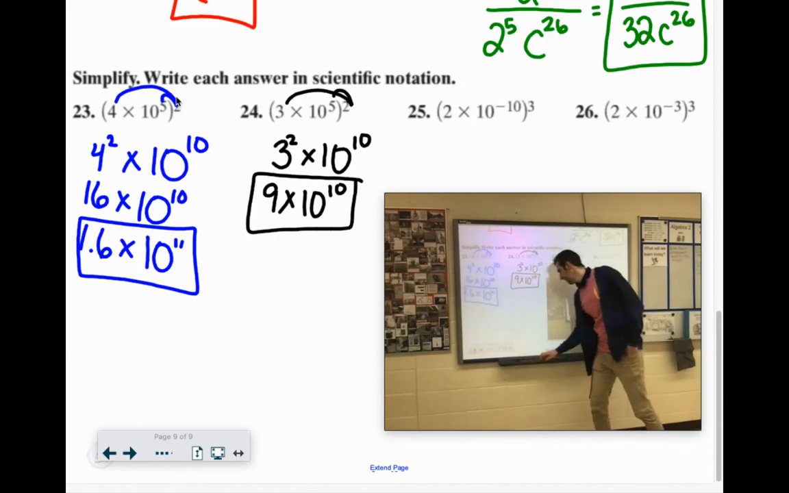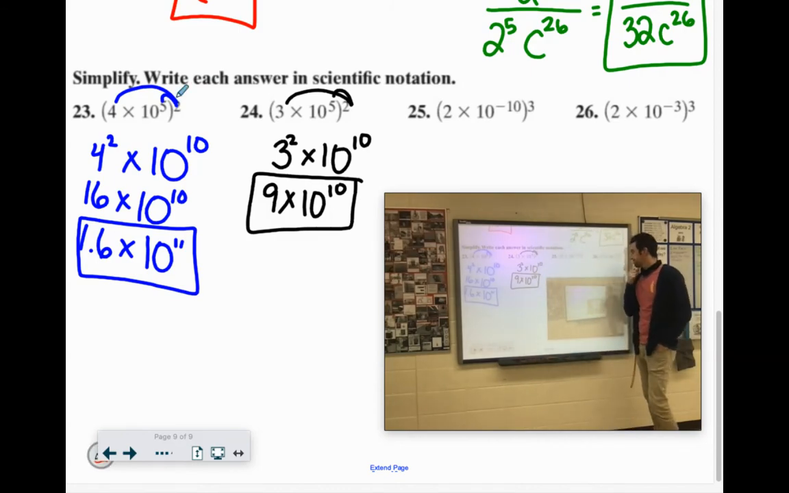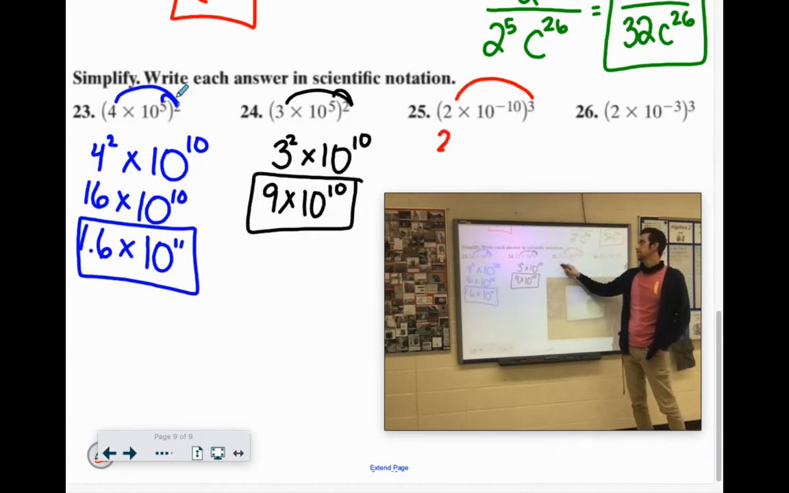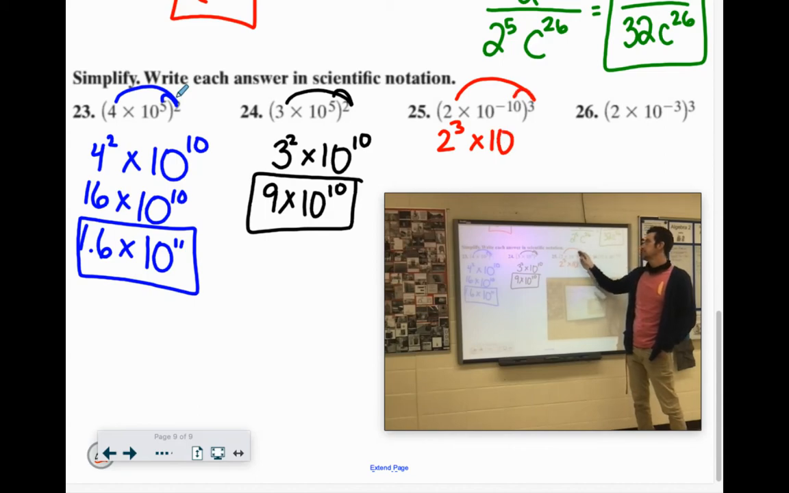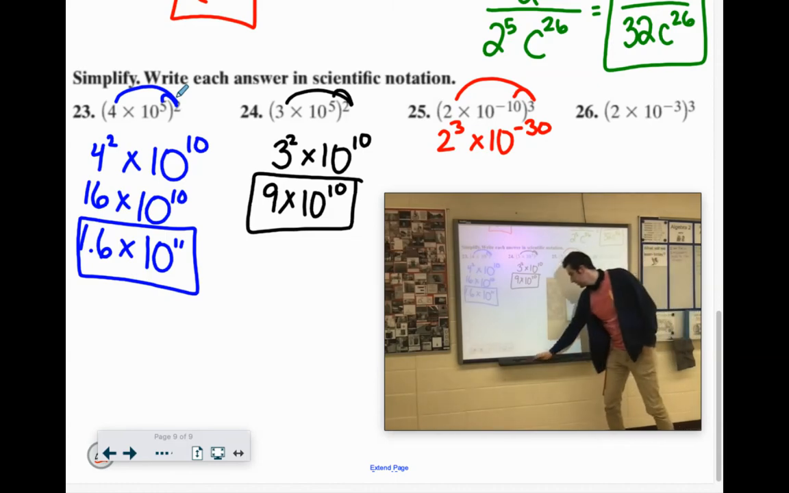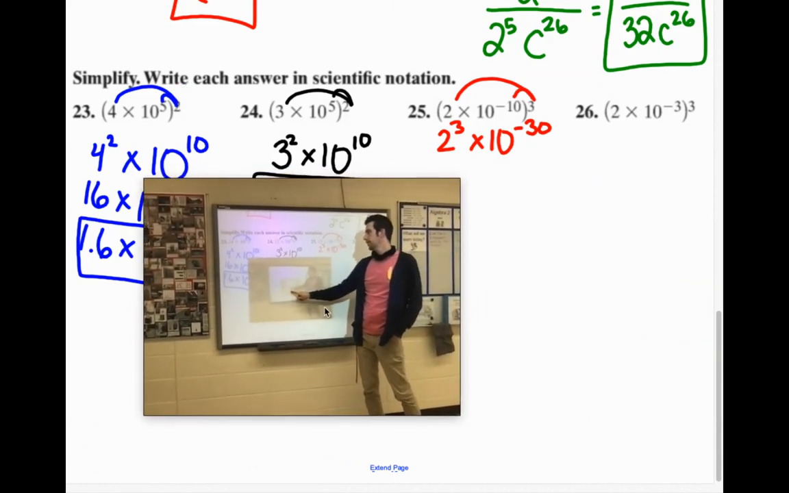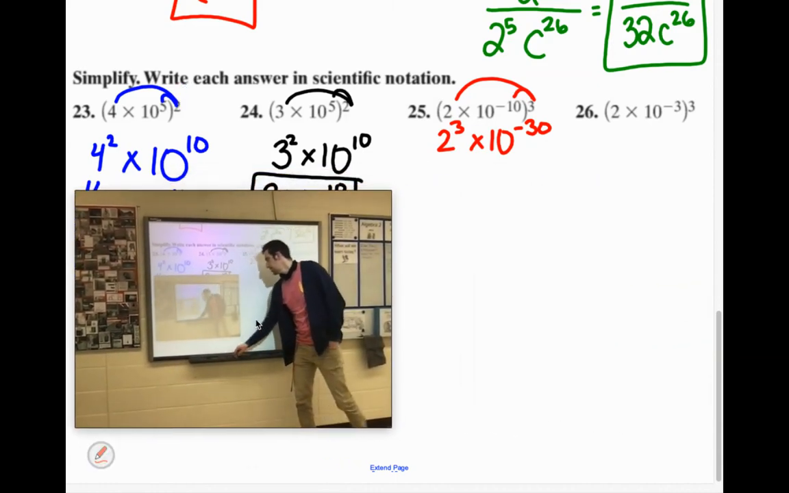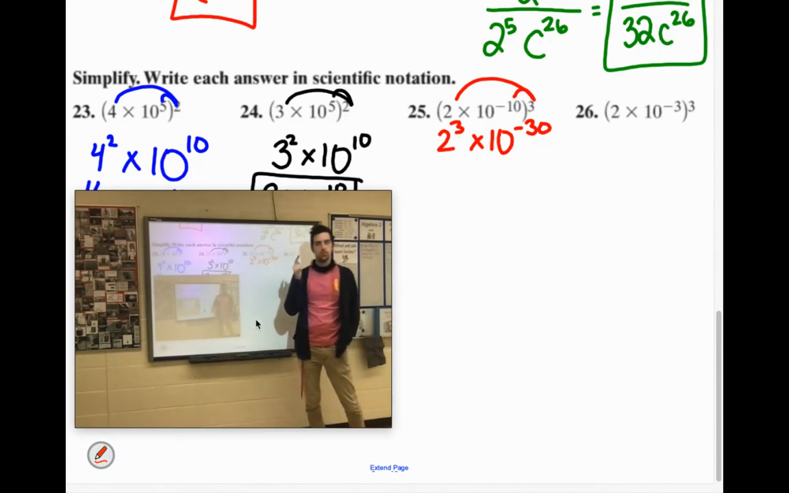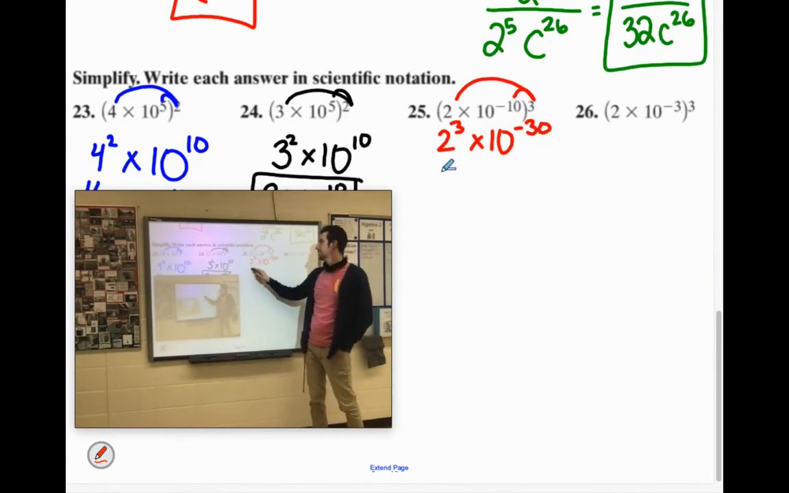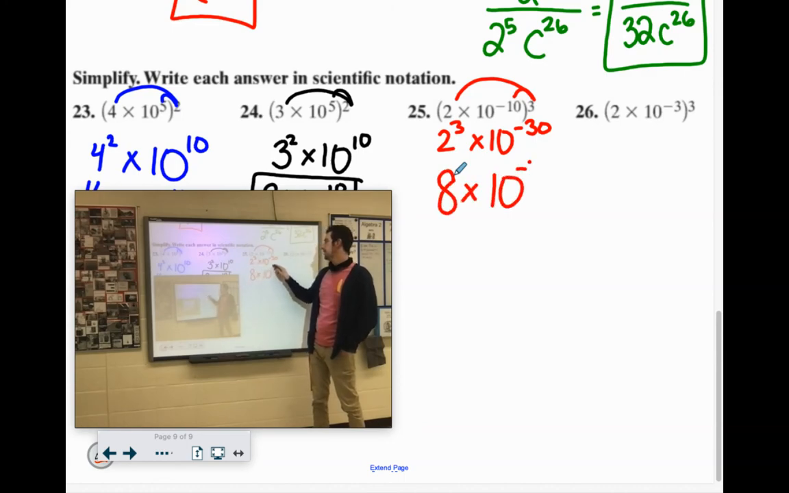Great. All right. Now we're going to have to give everything the third power. So 2 to the third times 10 to the 3 times negative 10 would be negative 30. Let me move over here real quick. 2 to the third. 2 times 2 is 4. Times 2 is 8. 8 times 10 to the negative 30.